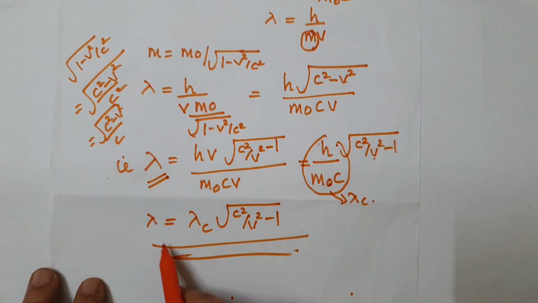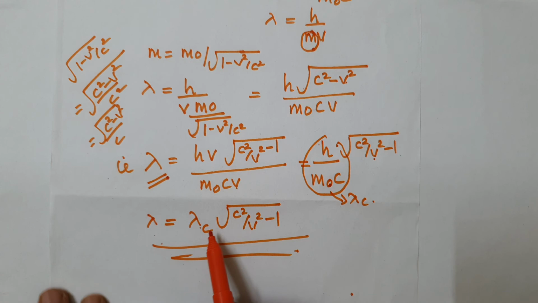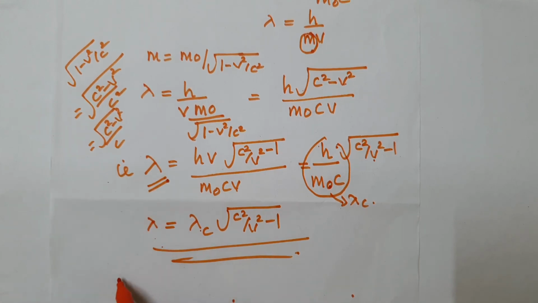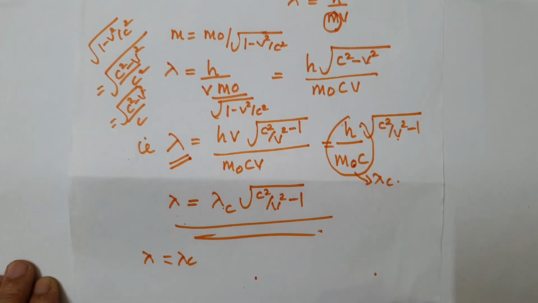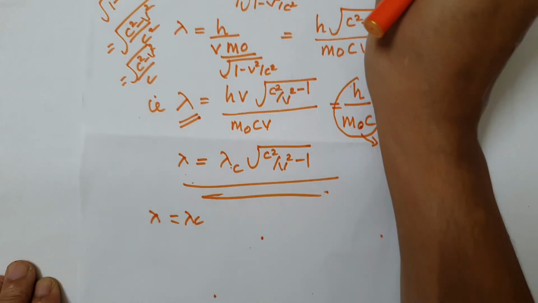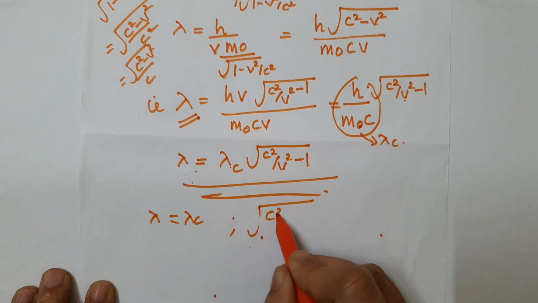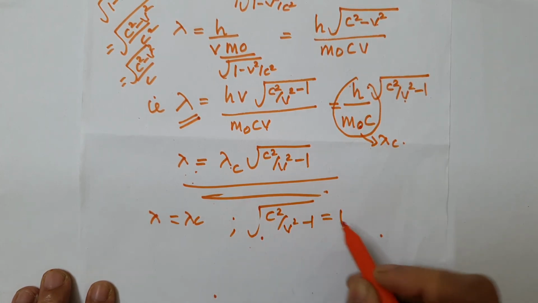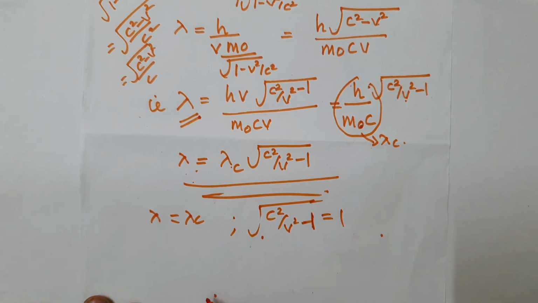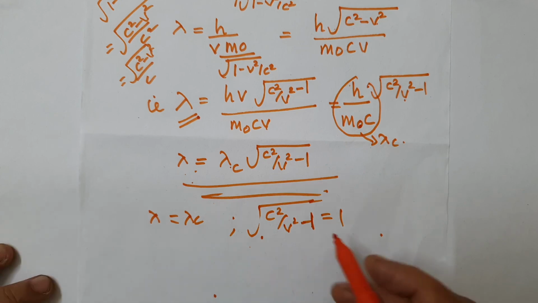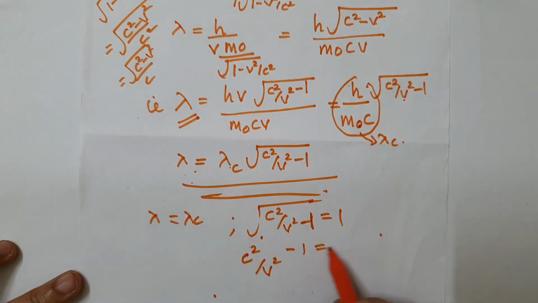That is, lambda and lambda c, the deBroglie wavelength and the Compton wavelength, are related. When lambda is equal to lambda c, that is, when the Compton wavelength and deBroglie wavelength are equal, in this equation root of c square by v square minus 1 is equal to 1. We can rearrange this: c square by v square minus 1 is equal to 1.